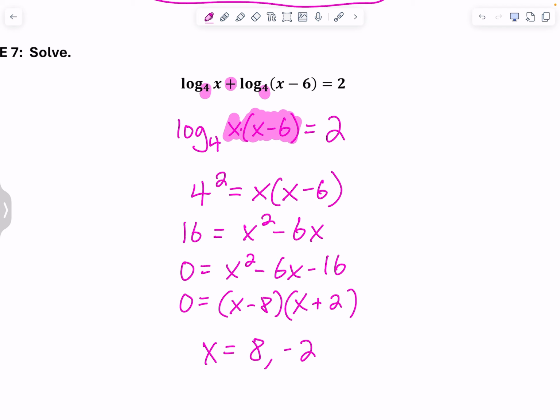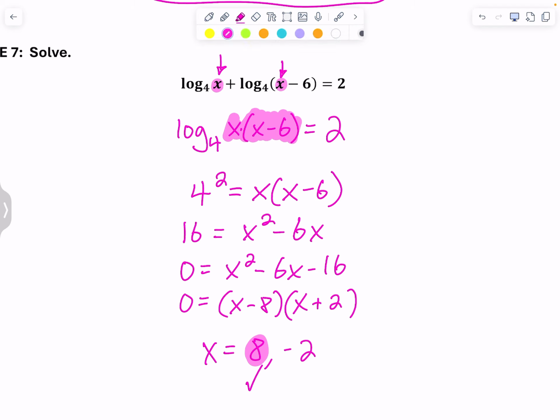Right, you have to go back to the original problem and consider plugging things in. So my first answer is an 8, right? So I need to plug an 8 right there and plug an 8 right there. So for this one, it's definitely positive, right? It's an 8, log base 4 of 8. If I plug 8 into here, 8 minus 6 is 2. I think that's probably good.